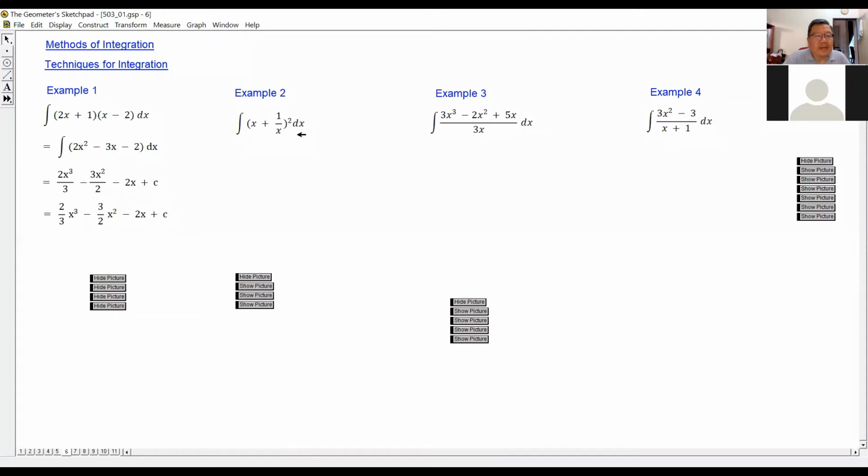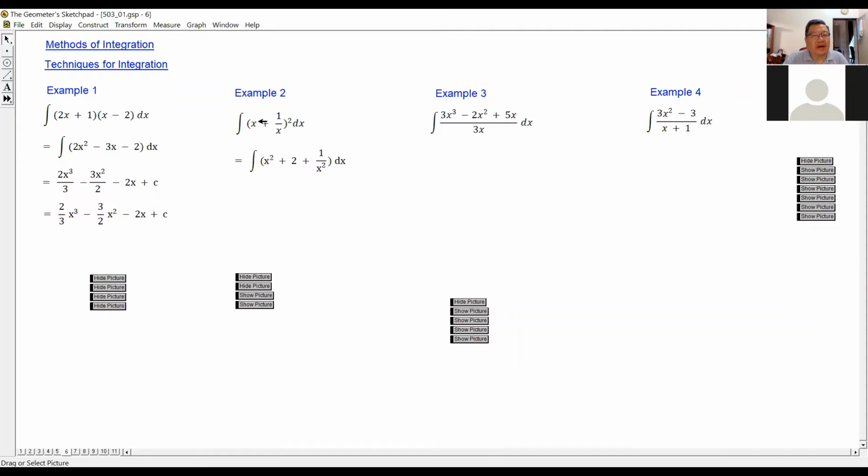Now this second type of integral, there is a square there, right? Now for differentiation, we have the chain rule to take care of this square, cube, and so on. But in integration, there is no chain rule. So we have to expand. So how to expand this?